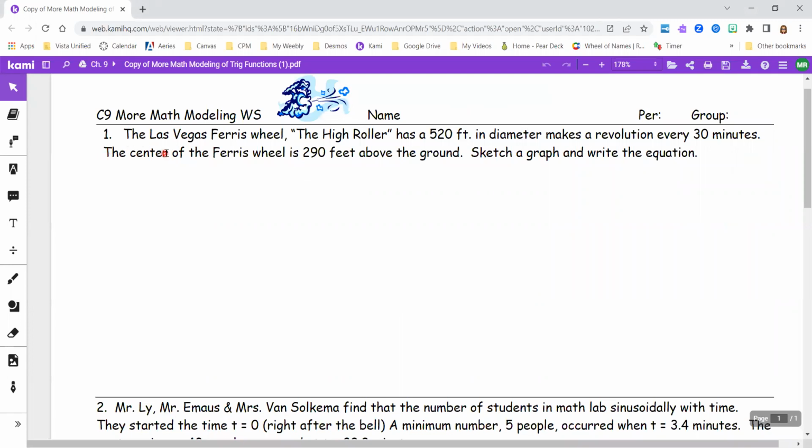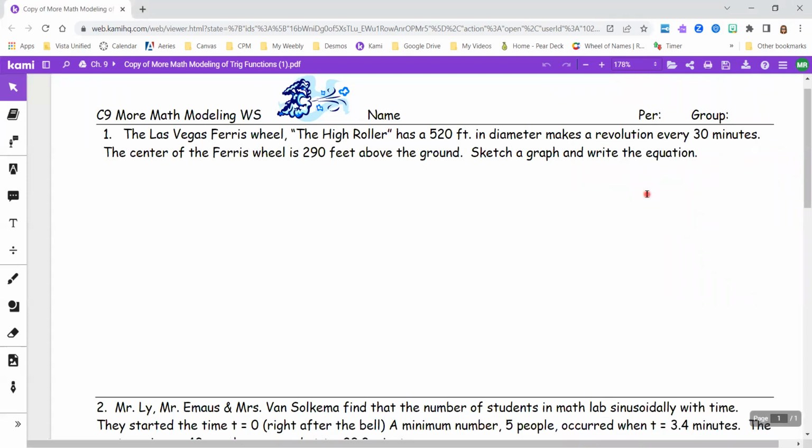we have the Las Vegas Ferris wheel. The High Roller has a 520 foot diameter and makes a revolution every 30 minutes. The center of the Ferris wheel is 290 feet above ground. Sketch a graph and write an equation.